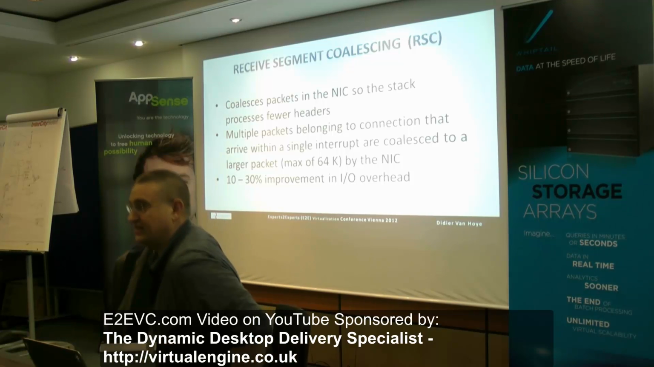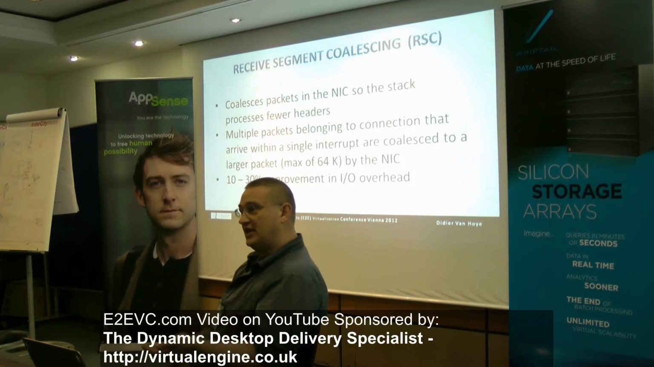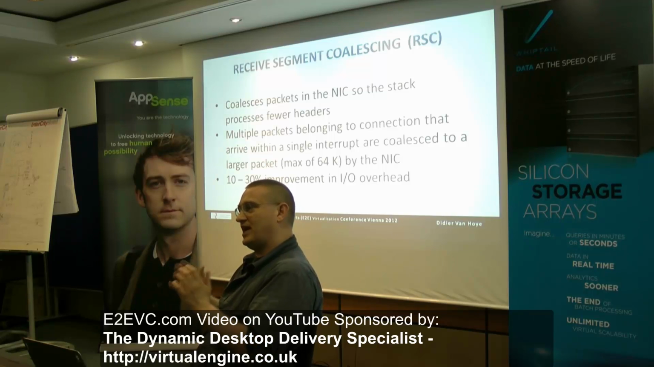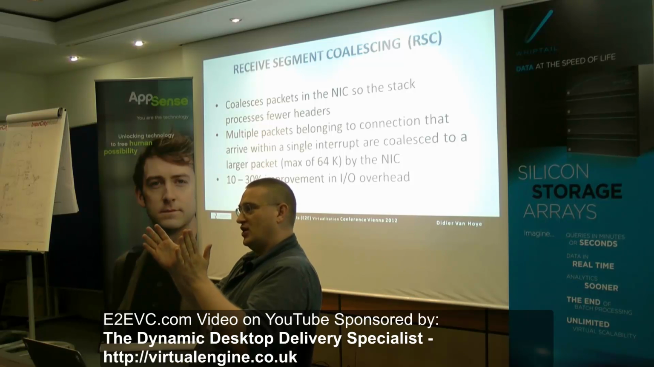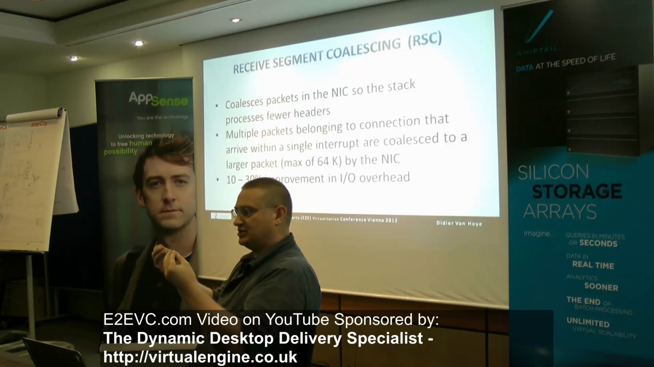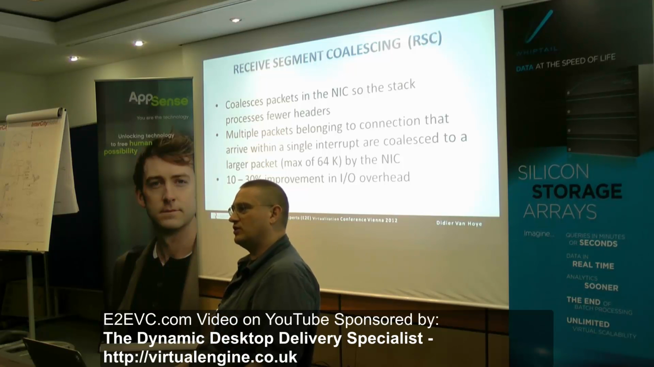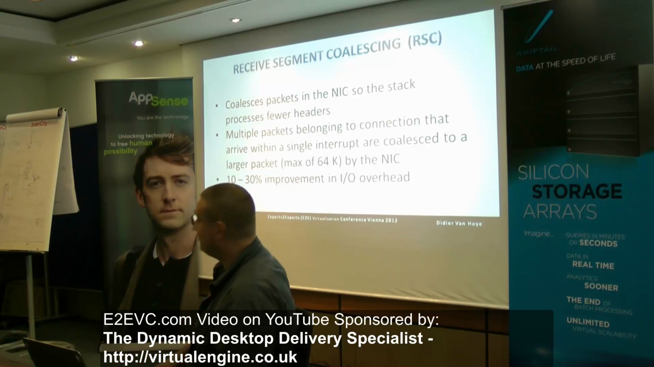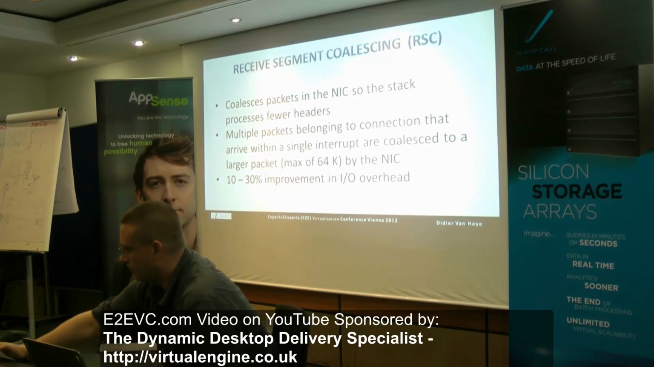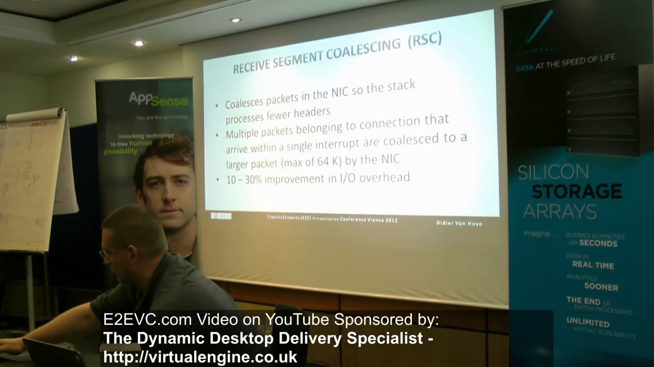What's receive segment coalescing? That's something in the NIC. The NIC can actually create one large package from multiple packets coming in within a single interrupt from a single connection, which means that it can, let's say, deal with that package, and that package only has one header. And dealing with the headers in a network package is one of the things that has the most overhead in the network. So this reduces it with 10 to 30%. And if you look at everything that's going to be discussed here, if you count it all up, it amounts to a significant improvement.